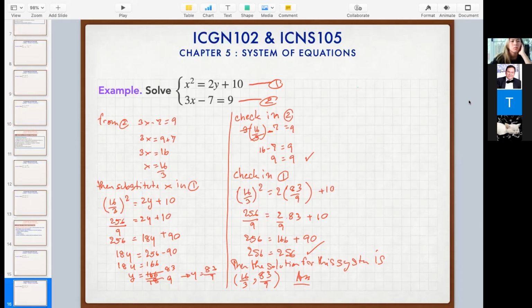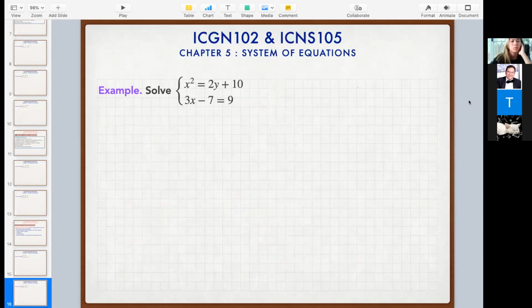Now, if you don't have any questions, let's move on to the next example. I want you to do it by yourself as well. For this system of equations, you can see that in the first equation here we have x squared and y squared, so it makes this system of equations nonlinear because we have x squared and y squared here.